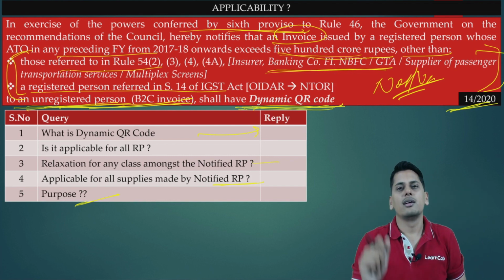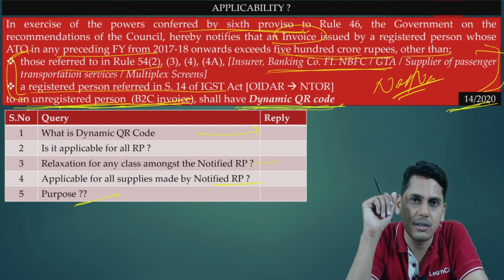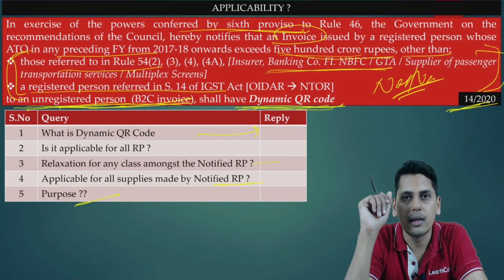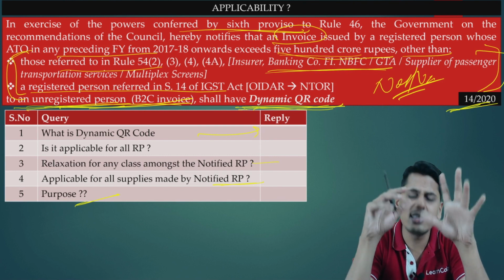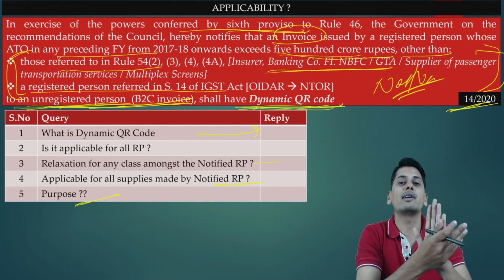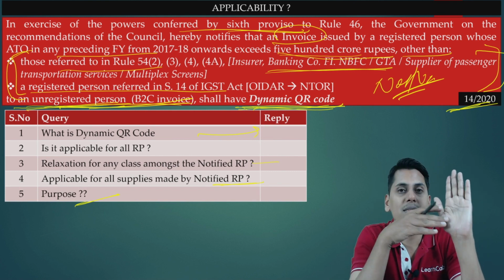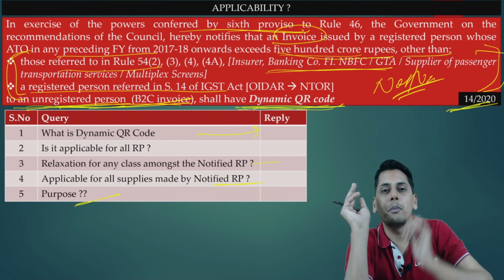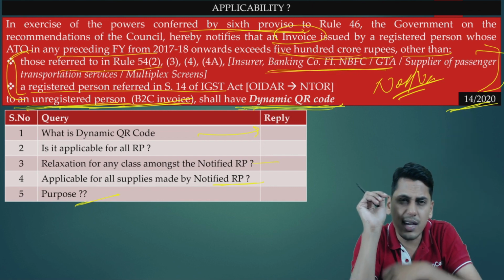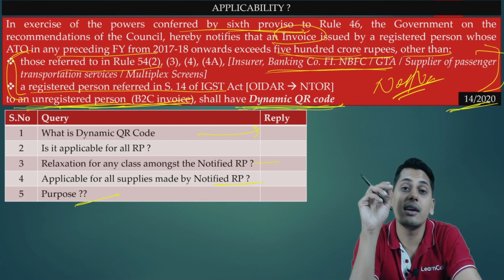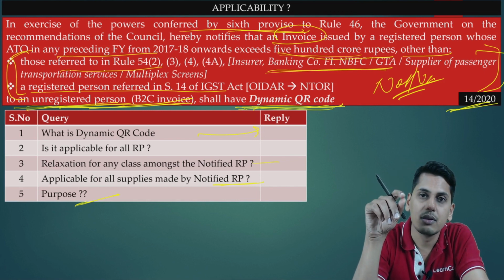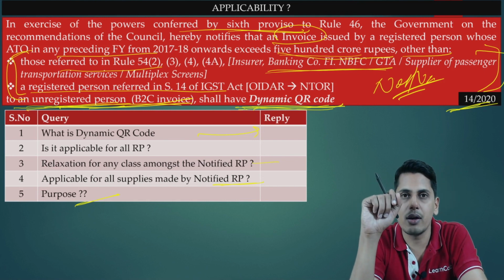Now friends, is there any legal provision? Here it tells you that the contents of the tax invoice for these notified registered persons should have a dynamic QR code printed on their invoice, using which the buyer can make digital payments. Is there any particular provision in the Act which mandates the supplier to do so?